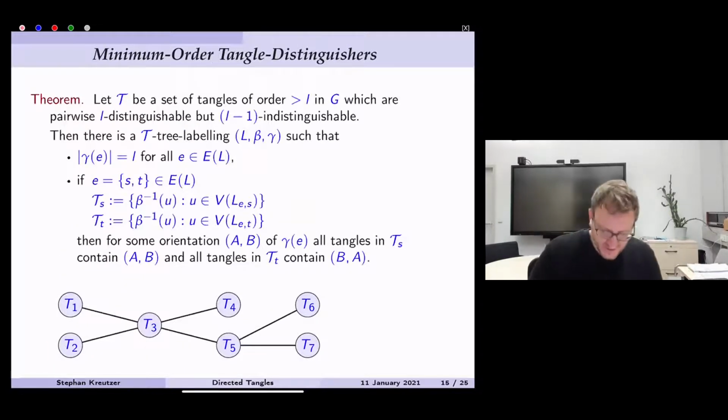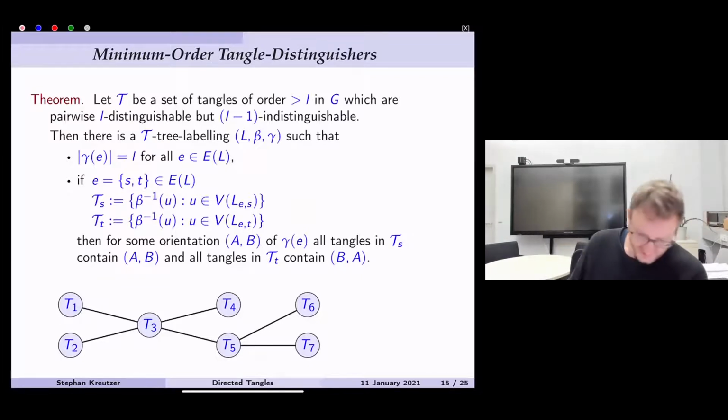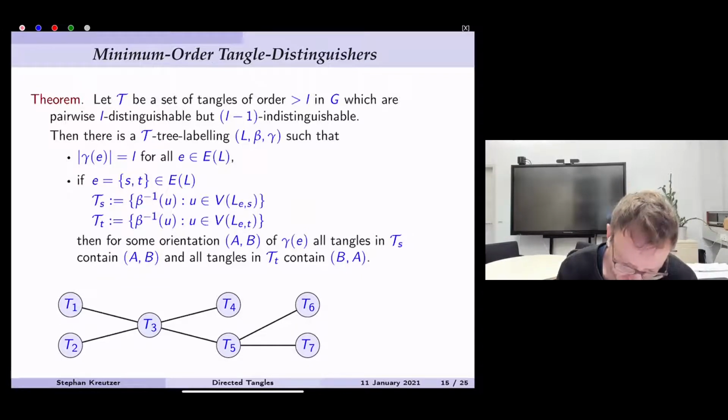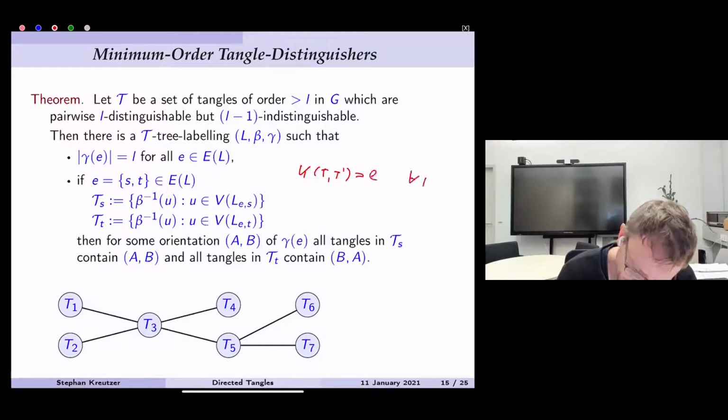The first version we can prove is this: we look at a set T of tangles, each of them being of order more than L, and they have the property that any pair of tangles in T can be distinguished by a separation of order L, but not by a separation of order less than L. Yeah. So they're all pairwise sort of. In Jim's notation, it would be kappa of T and T prime is exactly L for all T and T prime in the set T.